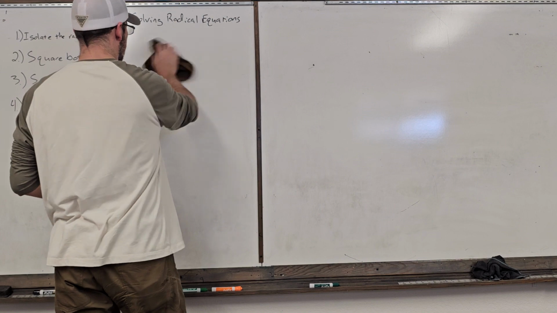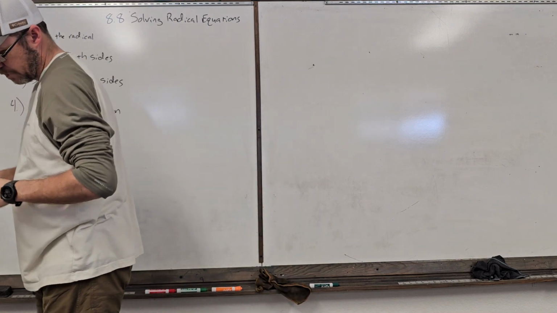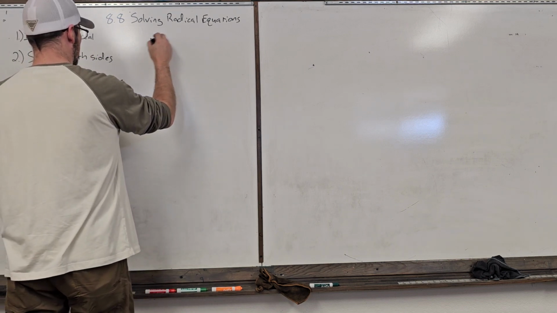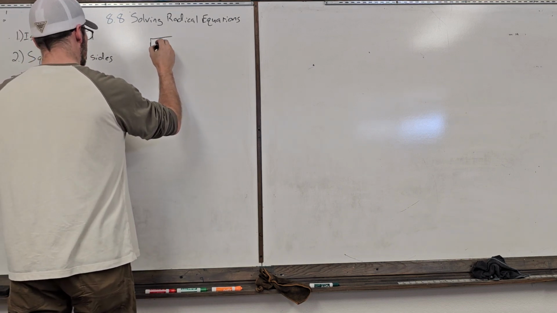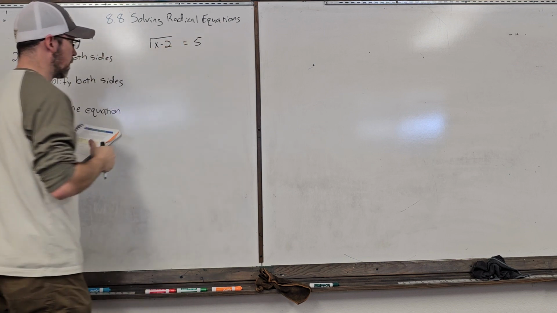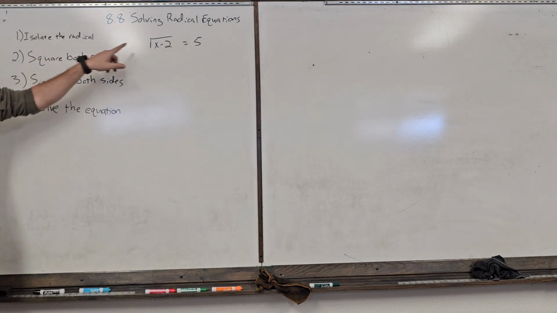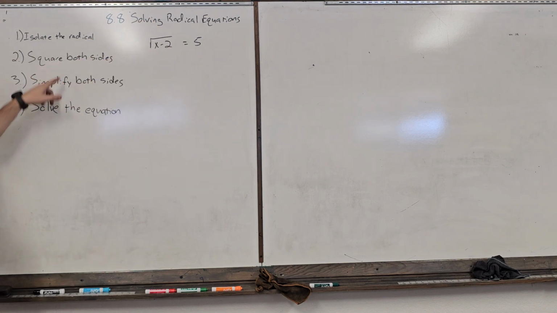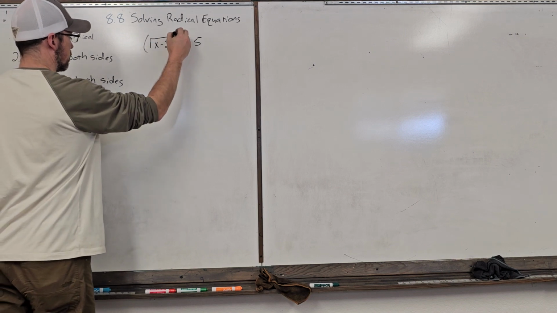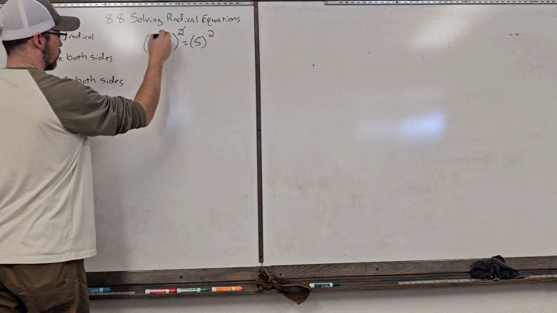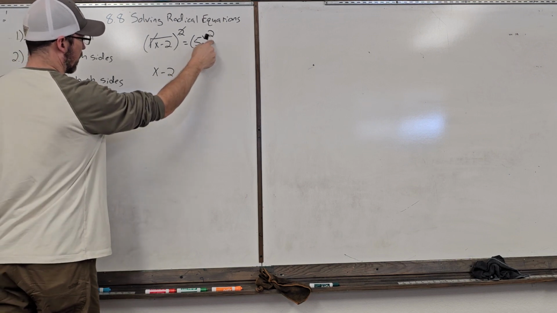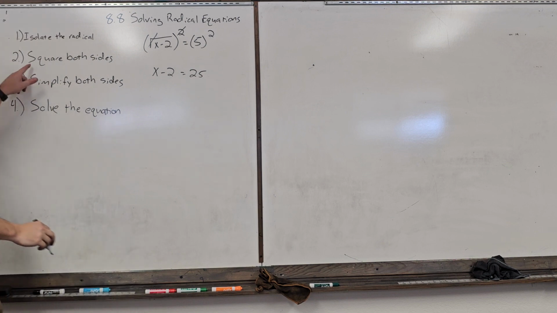So let's look at one that steps it up a little bit. If I have the square root of x minus 2 equals 5. Isolate the radical, already done. The radical is by itself on one side of the equation. Square both sides. Those are inverse operations and cancel, leaving me with the radicand, x minus 2 equals 5 squared, which is 25. Step 2 is done. Step 3 is simplify both sides.